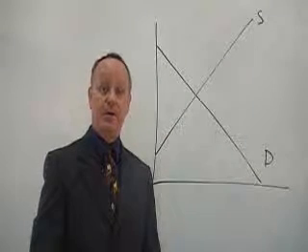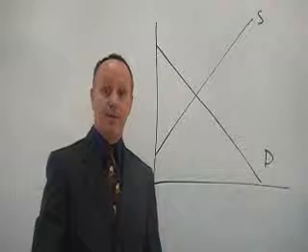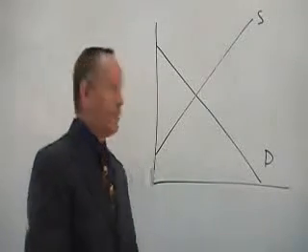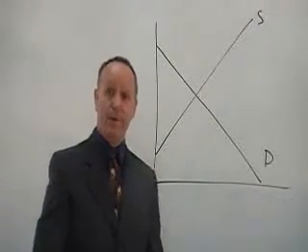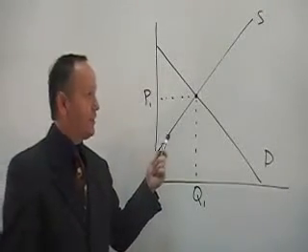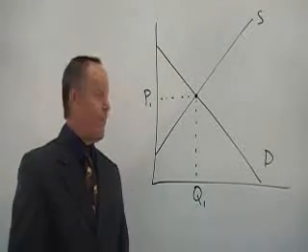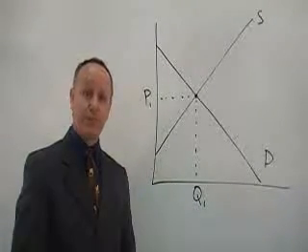In Chapter 5, we're going to look at the effect of changes in supply and demand on prices and quantities. The supply and demand curve will determine where the price and the quantity is. Here, for this intersection of supply and demand, we have this price and this quantity. But what happens if one of those curves shifts?